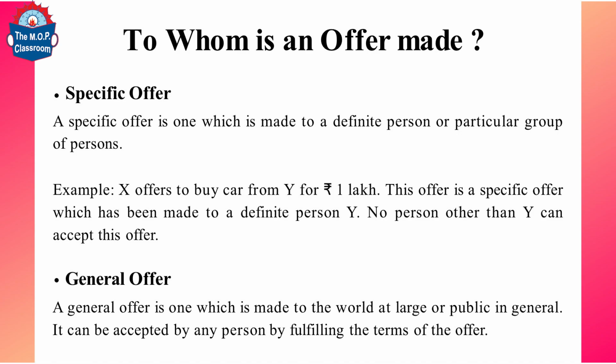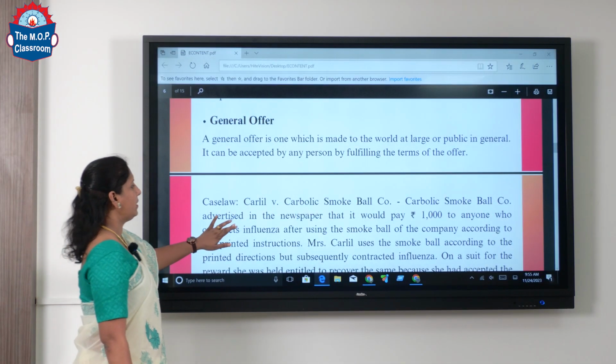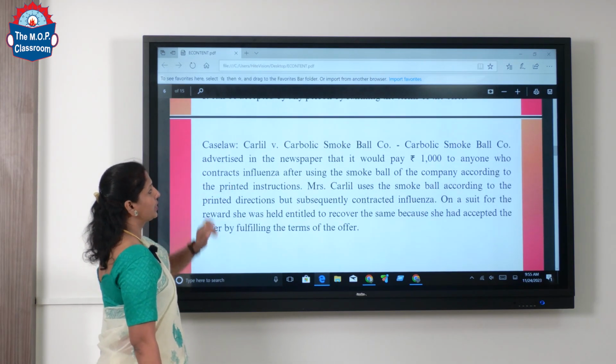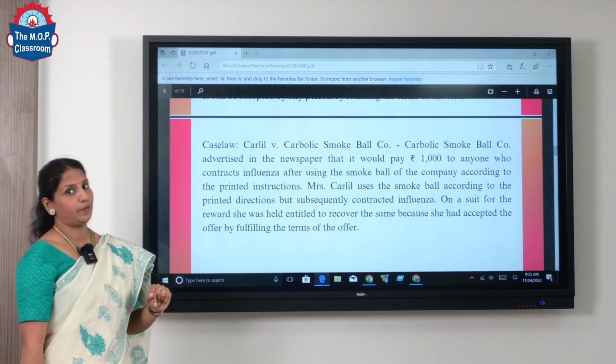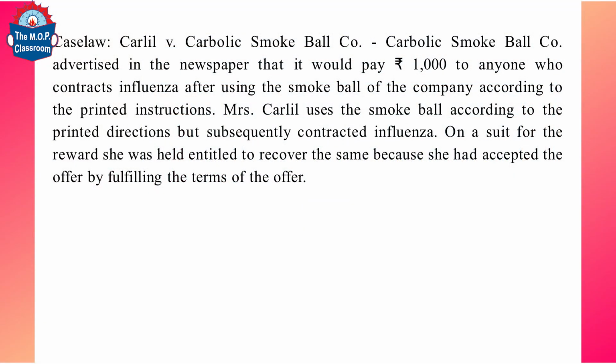Next is called a general offer. A general offer is one which is made to the world at large or the public in general. We will understand this general offer with the case law called Carlill versus Carbolic Smoke Ball. Carlill is the person who has been affected. Carbolic Smoke Ball is a company. So Carlill is filing a suit against the company Carbolic Smoke Ball.